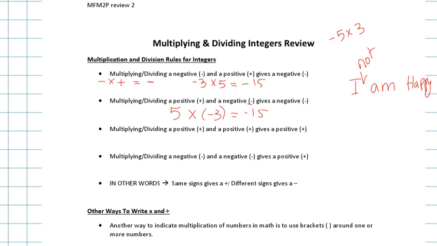Now, I said if you have a positive multiplied by a positive, it's going to be positive. So if you have 3 times 5, it's going to be positive 15. Right? With a positive, I don't have to put a positive in front of it. Okay? A positive number, you don't say positive 5.